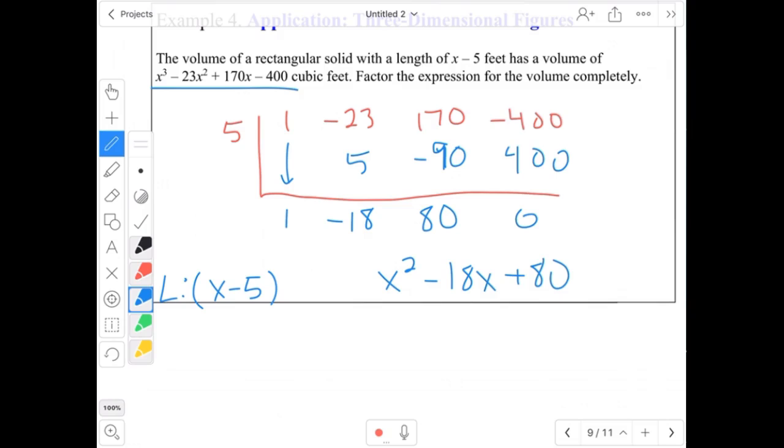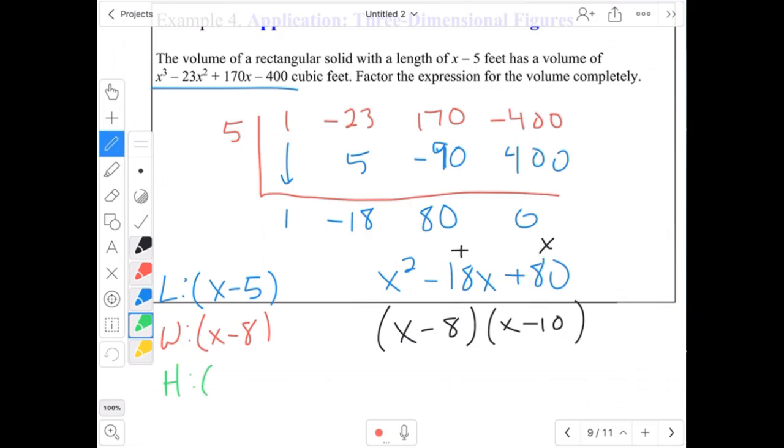If I have that negative 18 in the middle, if I'm doing my old ways of factoring, what multiplies to get 80 but adds up to get negative 18? I'm going to say a negative 8 and a negative 10. So we can say that one of those is the width, one of those is the height. Doesn't really matter. So that will be that one.